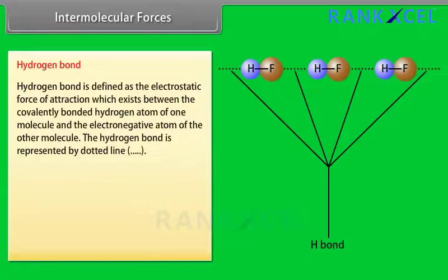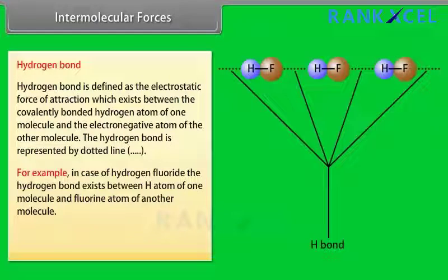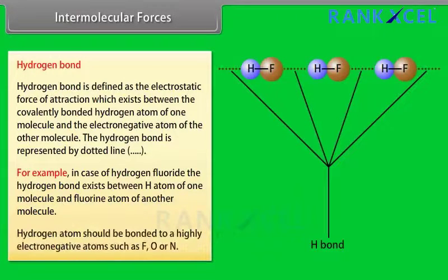Hydrogen bond. Hydrogen bond is defined as the electrostatic force of attraction which exists between the covalently bonded hydrogen atom of one molecule and the electronegative atom of the other molecule. The hydrogen bond is represented by a dotted line. For example, in the case of hydrogen fluoride, the hydrogen bond exists between the H atom of one molecule and the fluorine atom of another molecule. Hydrogen atom should be bonded to highly electronegative atoms such as fluorine, oxygen or nitrogen. The larger the electronegativity of the other atom, the greater is the strength of the hydrogen bond.